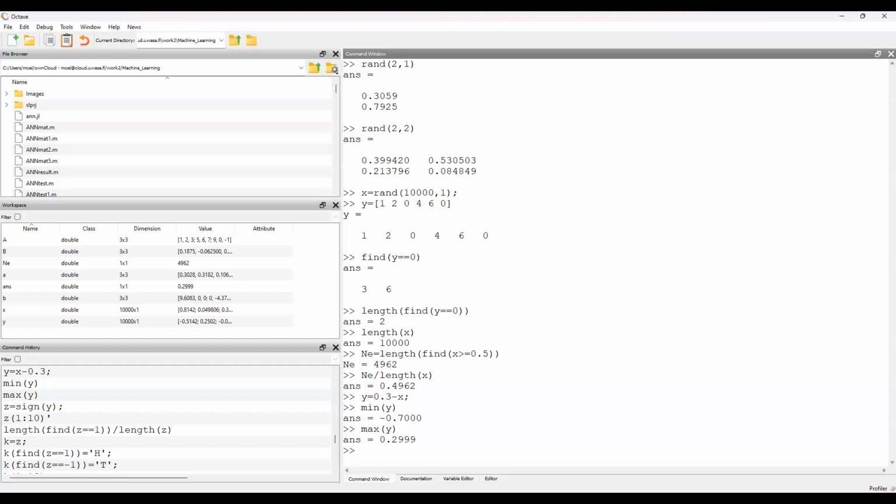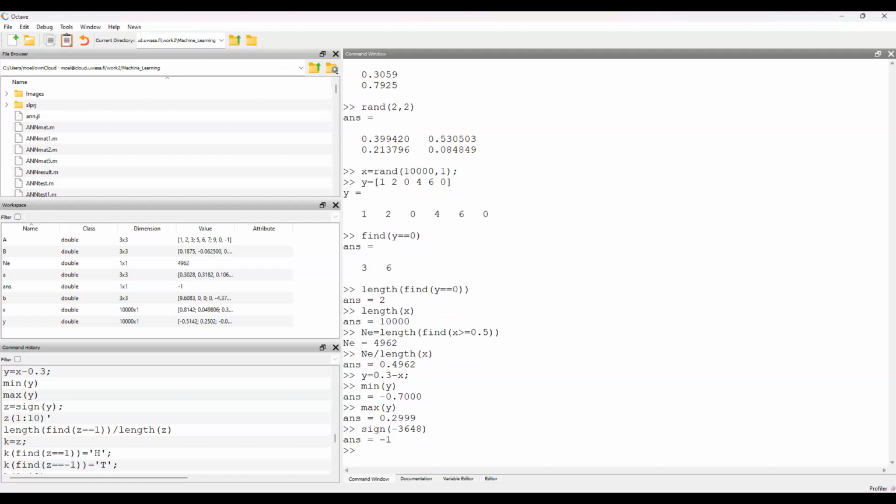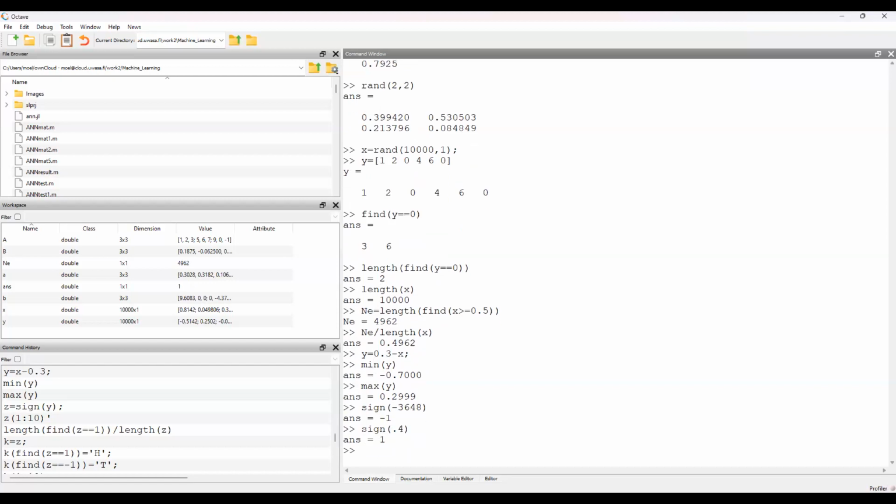Okay, I will do that in a very simple way. I will define z now equal to sine. Do you know what sine does? Before I do that, let me show you one thing. If you say sine of any number less than 0, it gives you minus 1. If you put sine of any number greater than 0, even 0.4, it gives you 1.